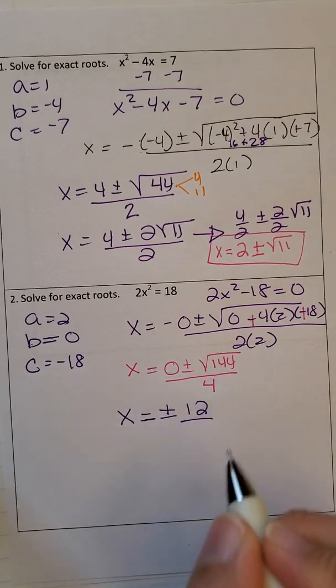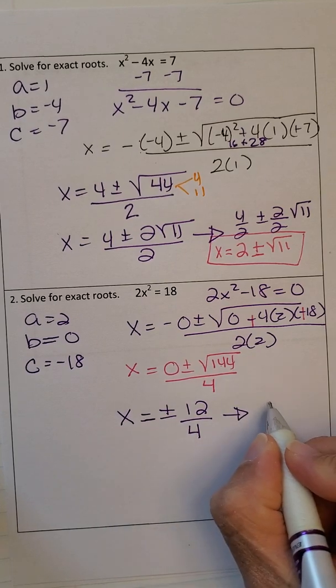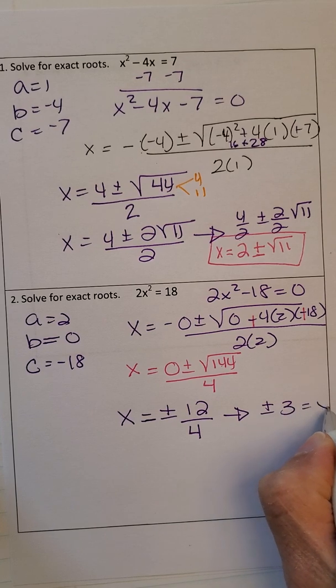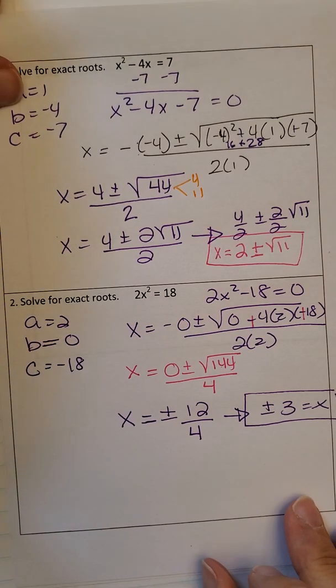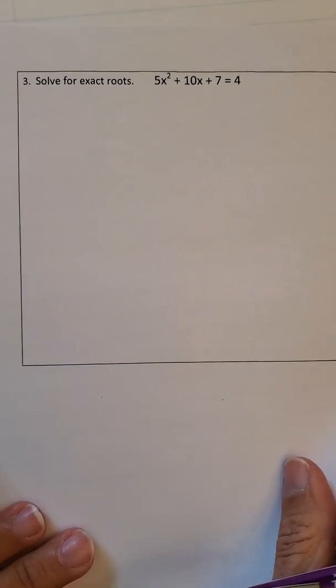Positive and perfect square, we know it's going to be rational. So I get 4 goes into 12 3 times, plus or minus 3. That's what x equals. Notice I didn't have to round. That's the exact answer, and it's not irrational. 2 rational numbers. Okay, last one.